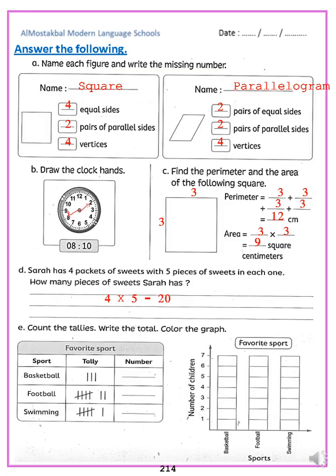Okay, favorite sport. Count the tallies, then write the total, then color the graph. Okay, how many people liked basketball? 3, football 7, and swimming 6. Okay, basketball 3, 1, 2, 3, and football 7, 1, 2, 3, 4, 5, 6, 7, and swimming 6, 1, 2, 3, 4, 5, 6.